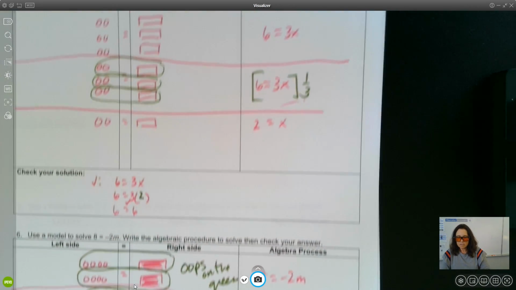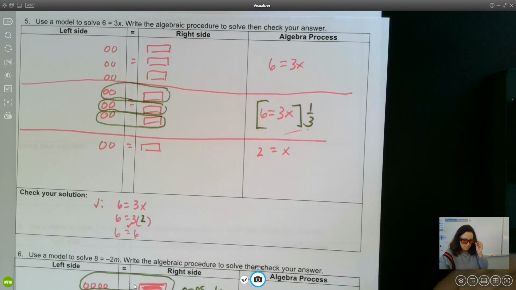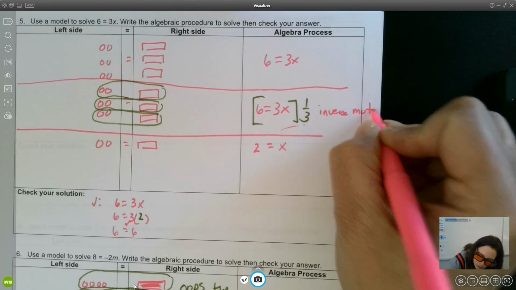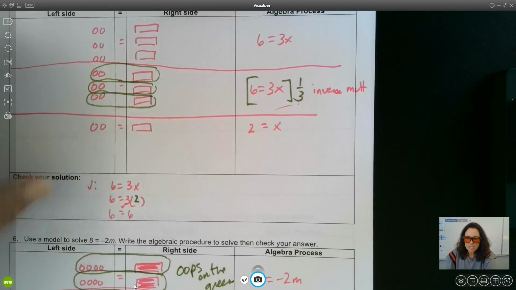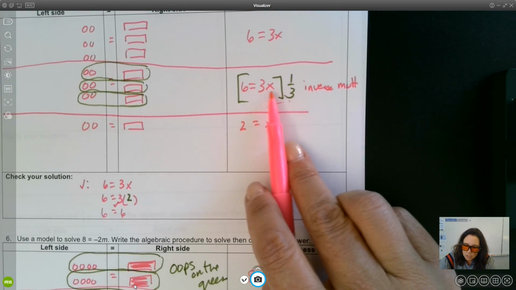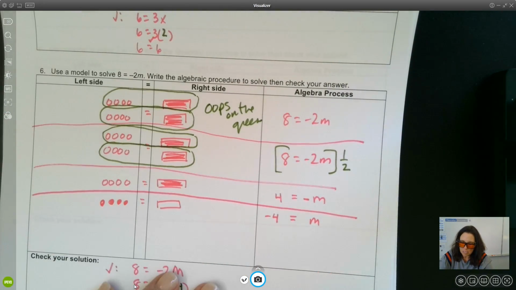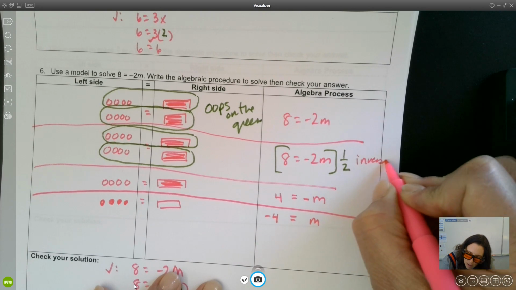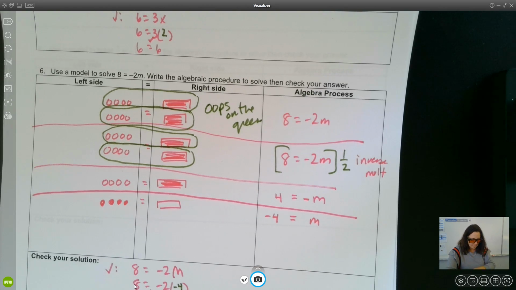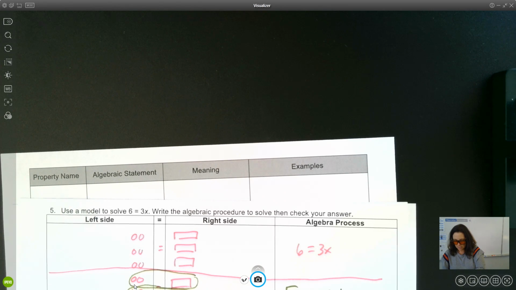Now it's very important to think about what property allows this green step. Hopefully you guys are thinking the inverse of multiplication. Same with this one down here. To get rid of a 3x, we would multiply the 3 times a third to get 1x. That's what we learned when we went over the properties at the beginning. Inverse of multiplication. All right. Next.